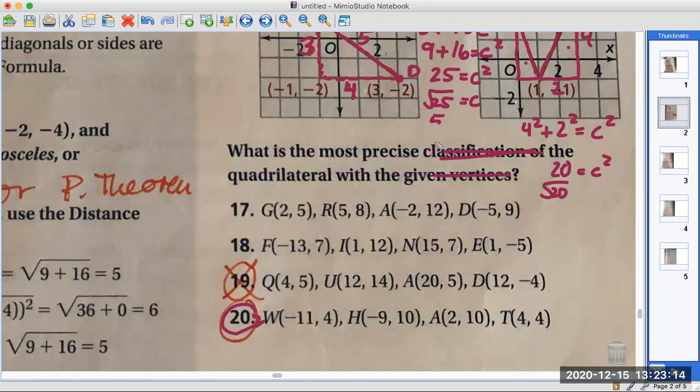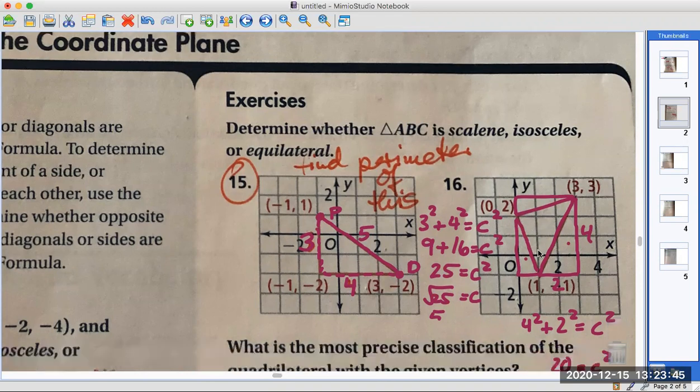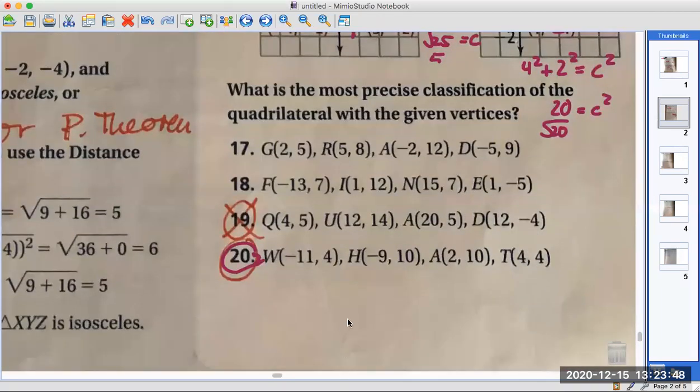What kind of shape is it? So classification means what kind of shape is it? In this case, it's asking scalene, isosceles, equilateral. This is a right triangle. They don't even give you that option. This one is scalene because all the angles are less than 90 degrees, unless this is a 90-degree angle. It's hard to tell. Looks more like scalene. So try number 20, graph your points in a coordinate plane, and then look what kind of shape it is.